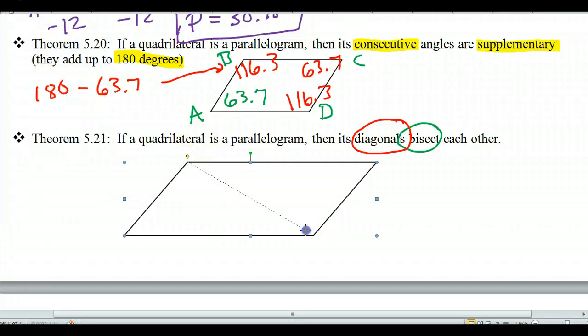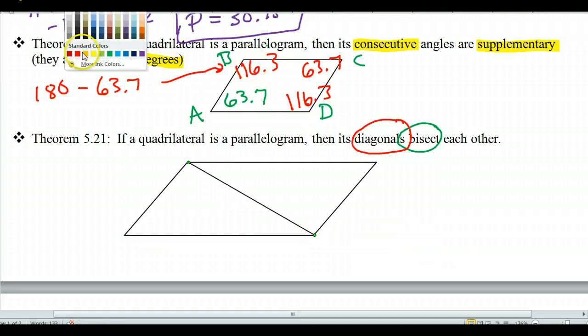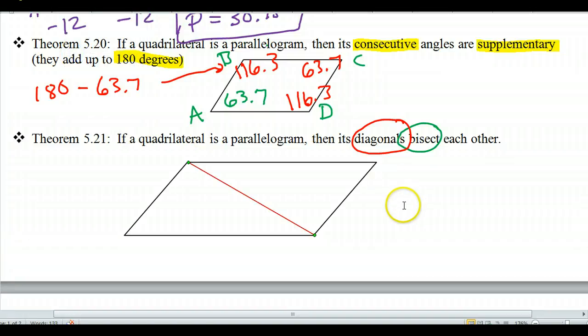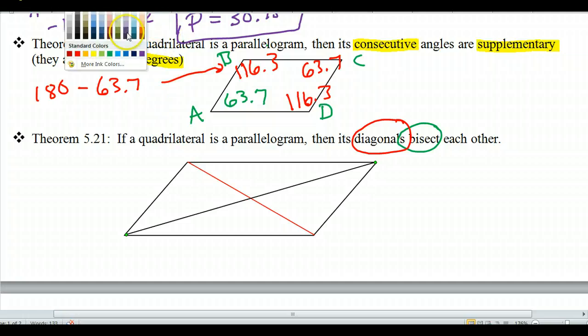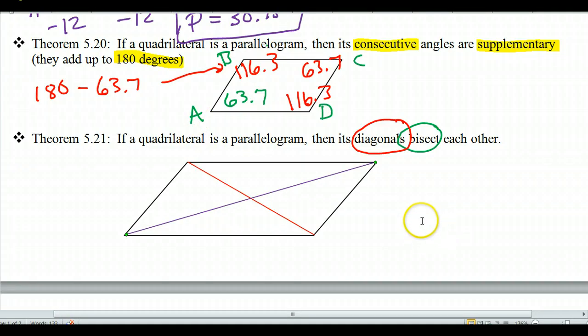Diagonals go from one corner to the other like this. Okay, that's a diagonal. Let me make it red. That red line I just drew, that's a diagonal. Alright? So of course there are always going to be two diagonals, because here's another one. I should make this one purple. Okay? Those two diagonals, those are the diagonals of the parallelogram.